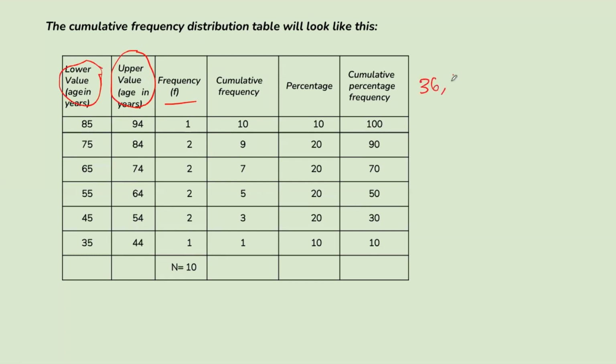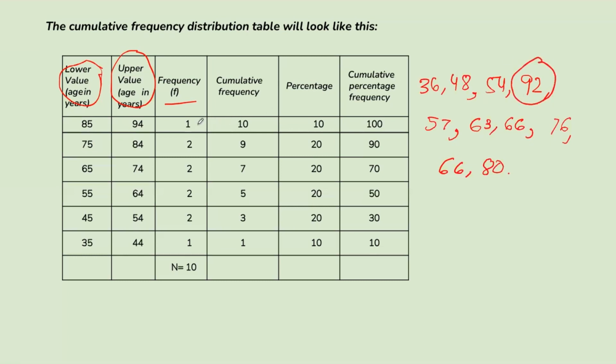So it was 36, 48, 54, 92, 57, 63, 66, 76, 66, and 80. So these were the ages which were given. Now in the age group 85 to 94, how many of the ages are lying? See, 85 to 94, greater than 85 and less than 94. So this is the only value, that is 92, which is lying between 85 to 94 age group.